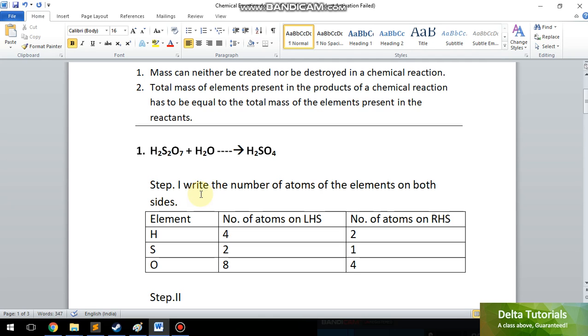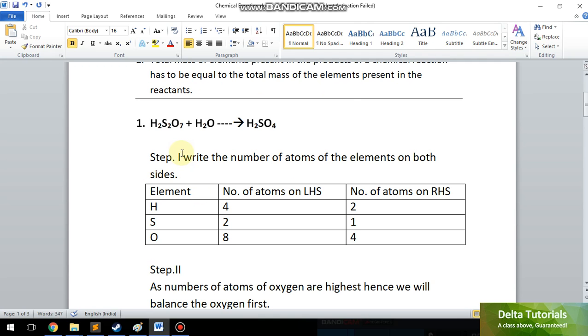Now we will see one reaction and we will try to balance it. The first reaction is in front of you. H2S2O7 plus H2O, that is water. The reaction of these two gives H2SO4, that is sulfuric acid. So on the left hand side, that is on the reactant side, two compounds are there, and on the product side sulfuric acid is present.